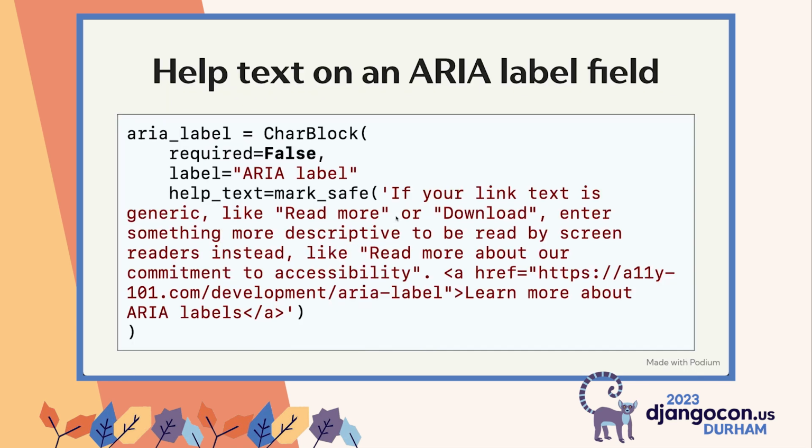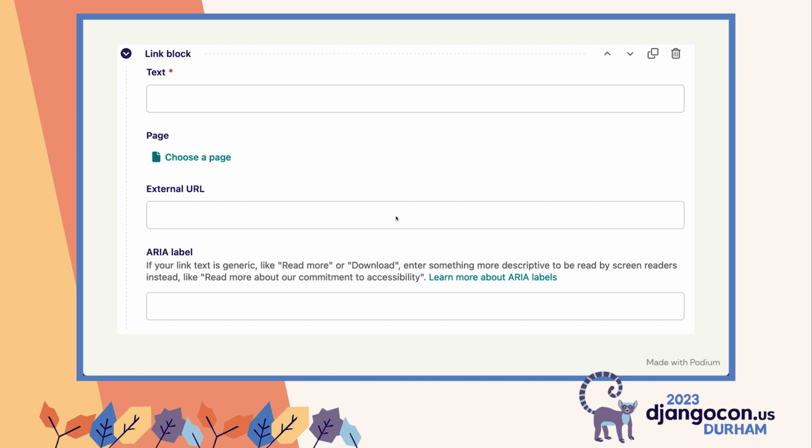And finally, looking again at the link block, here's an example of the kind of help text that I would use for its ARIA label field. If your link text is generic, like read more or download, enter something more descriptive to be read by screen readers instead, like read more about our commitment to accessibility. And again, a reference link. And here is the result of that in the editor.